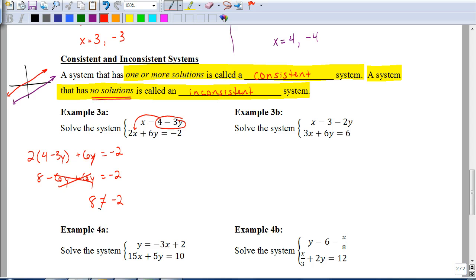What that means is that if you ever have a situation like this where your variables cancel out and you're left with a false statement like this, what that means is that we have no solution here. If we were to classify this system, we would say this one is inconsistent.